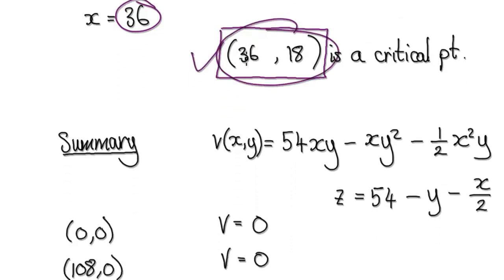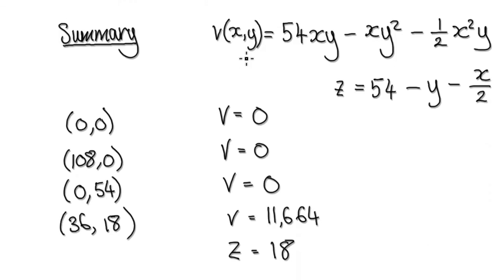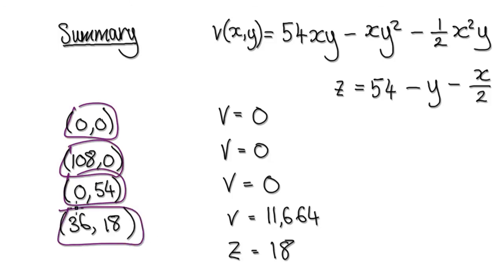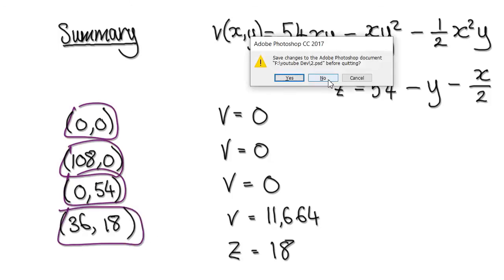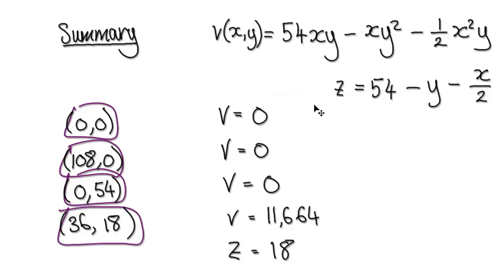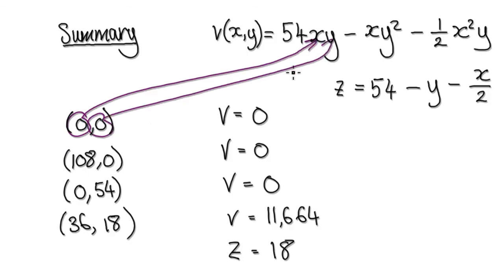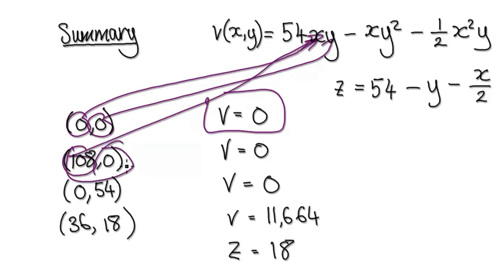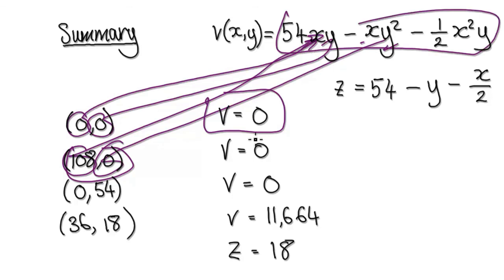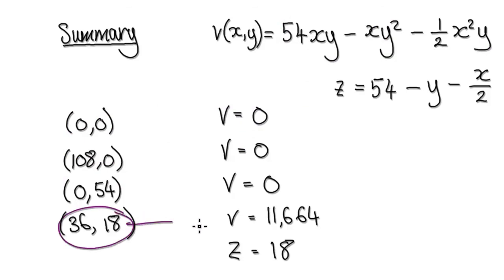So as a summary, this is a critical point, this is a critical point, this is a critical point, this is a critical point. Hang on. So this is a critical point. If you put this into the x, put this into the y, and so on, the volume would be 0. For this critical point, the volume is 0. For this critical point, the volume would be this.